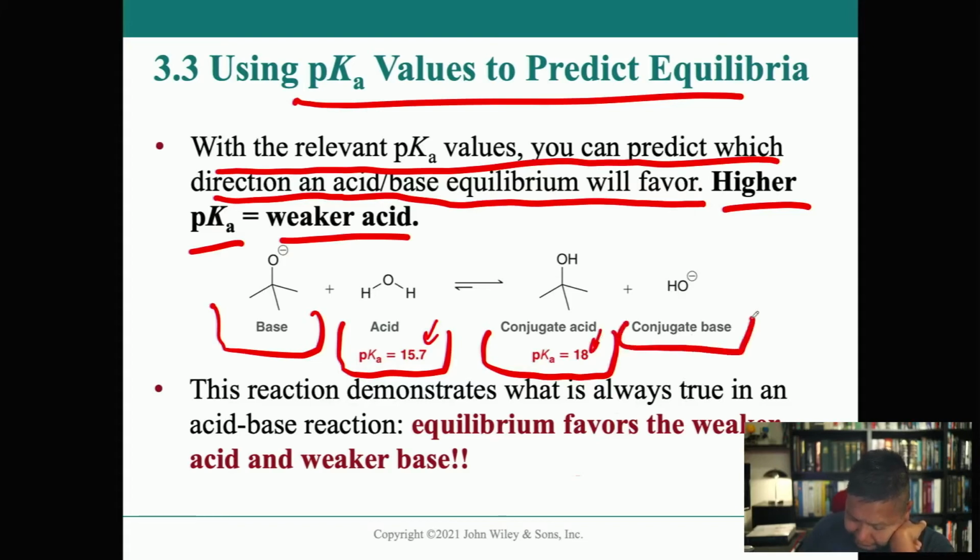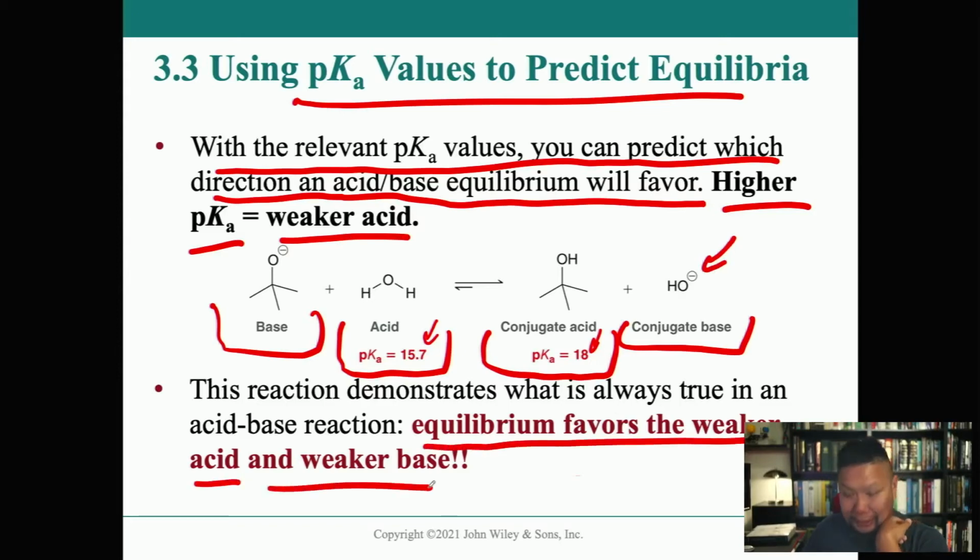And then the conjugate base is what? A hydroxide ion. Remember that equilibrium always favors the weaker acid and the weaker base, right? So, what does that mean? We have the weaker acid over here, pKa of 18. So most of the products will be the tert butoxide and hydroxide ion. And that's what that arrow means.